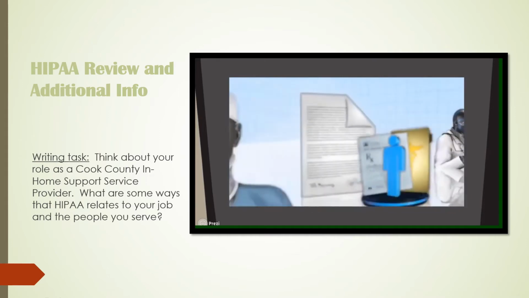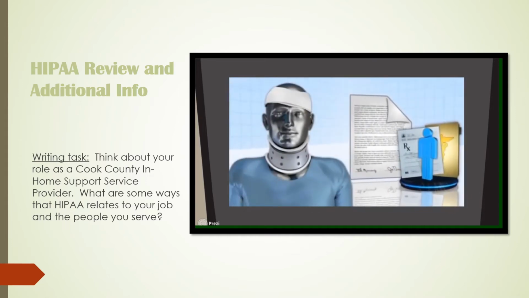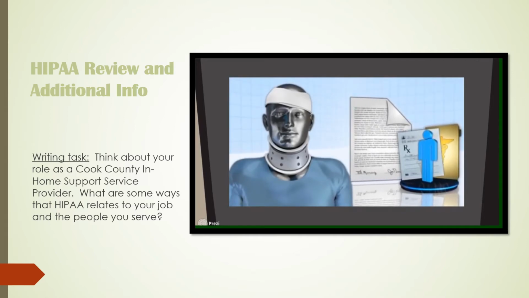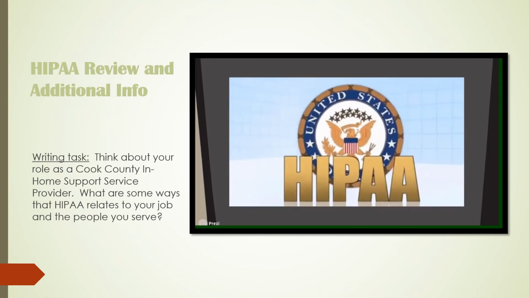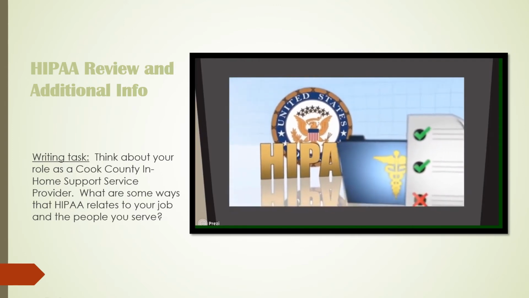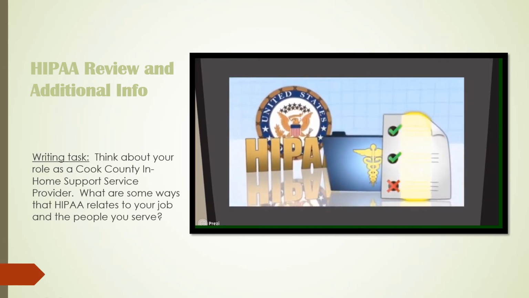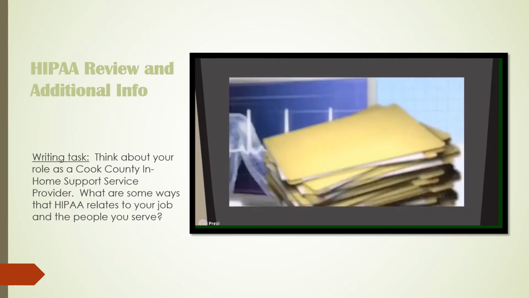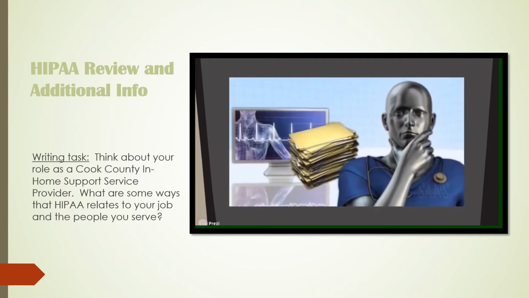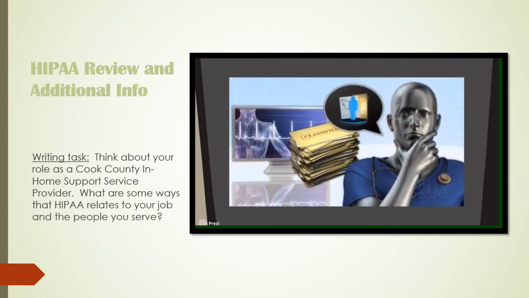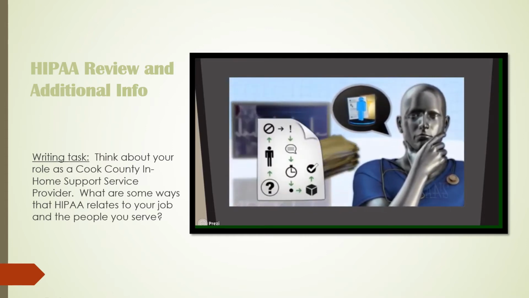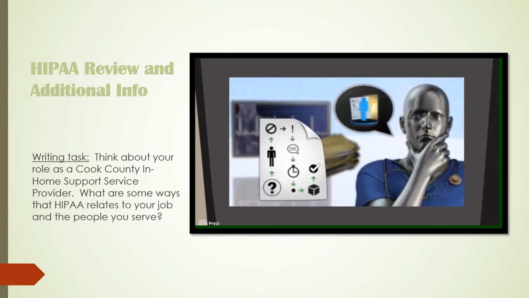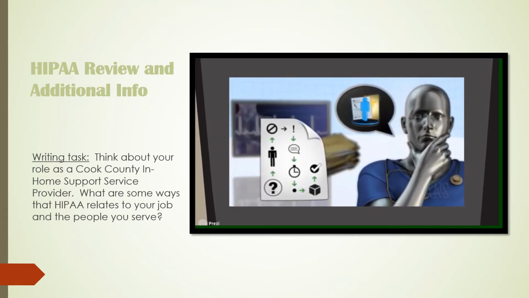You must obtain the individual's written authorization for any use or disclosure of PHI that is not for direct care or treatment. A central aspect of HIPAA is the principle of minimum necessary use and disclosure. You must make reasonable efforts to use, disclose, and request only the minimum amount of PHI needed to accomplish the intended purpose of the use, disclosure, or request.